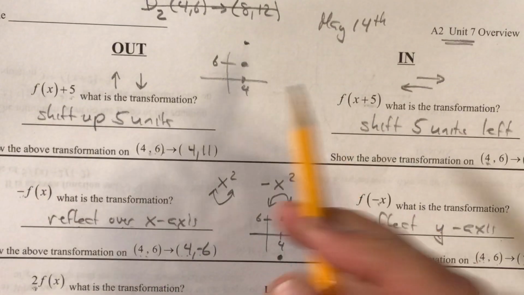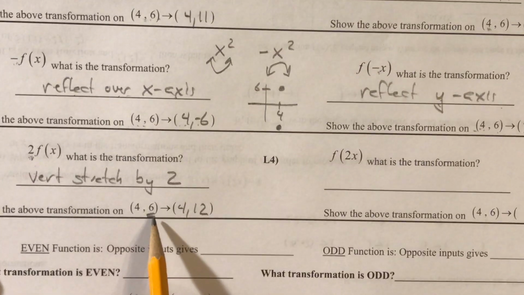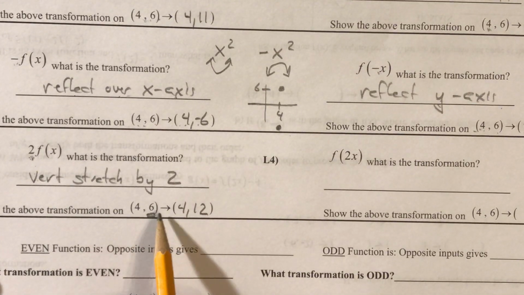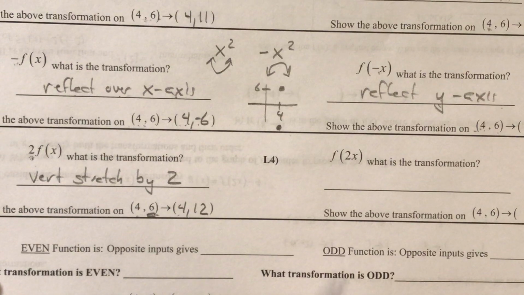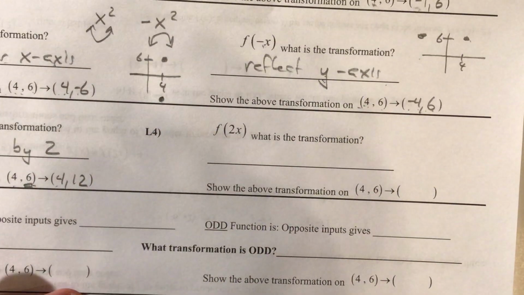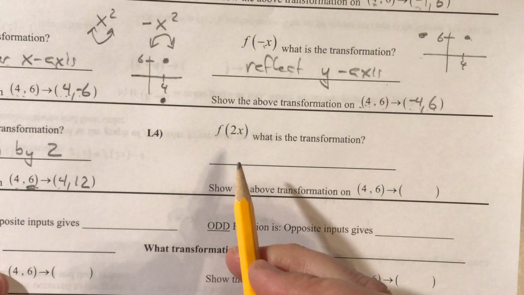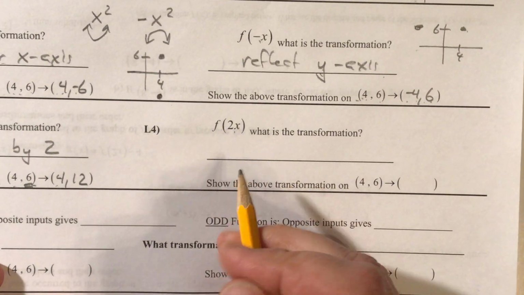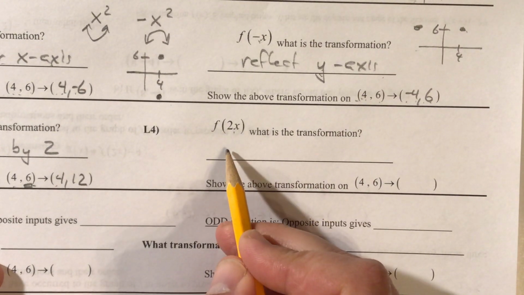We're doing vertical. Only affects one of these coordinates. The vertical affects y. So the 6 becomes a 12, the 4 stays the same. Okay. What if the 2 is on the inside? Now don't forget, parentheses are lying to me. So I'm not going to be stretching. I'm going to be compressing, they call it.